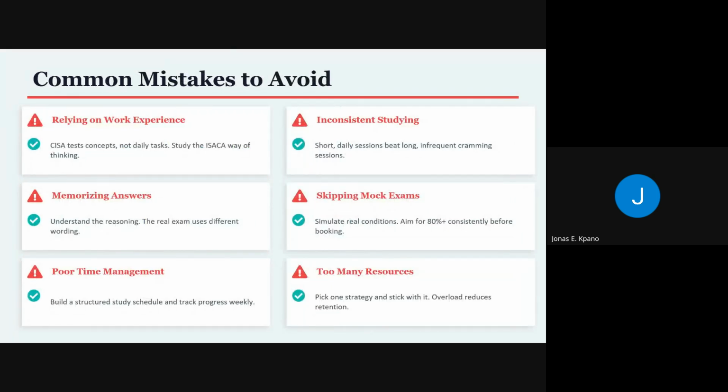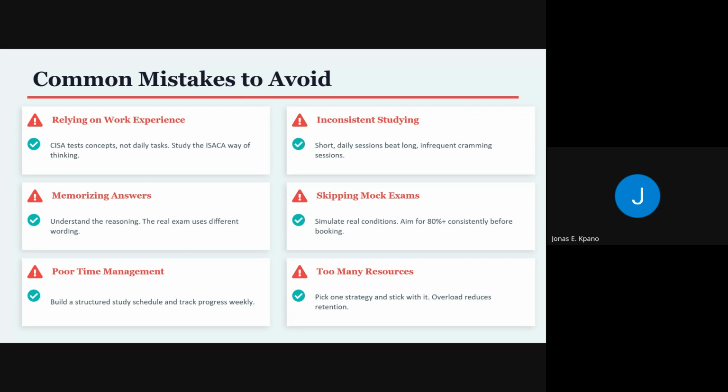So common mistakes to avoid: relying on work experience. CISA tests concepts, not daily tasks. You need to understand the ISACA way of thinking. If you've taken an ISACA exam before, you know that they have a way of questioning you, and they have a way to trick you into thinking that an answer is correct, meanwhile it's not correct. So one mistake you can make is to say, okay, yes, you have a background in IT auditing, so you don't really have to understand the ISACA way of thinking. No.